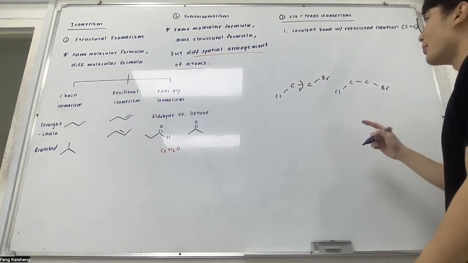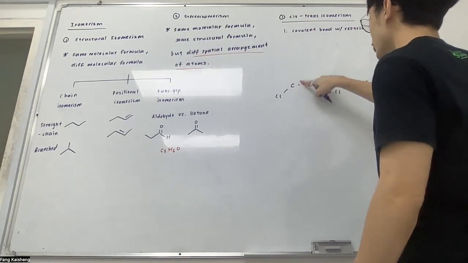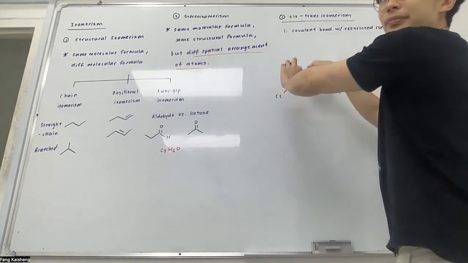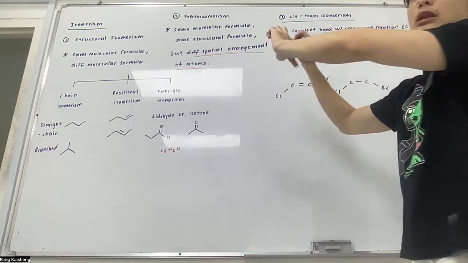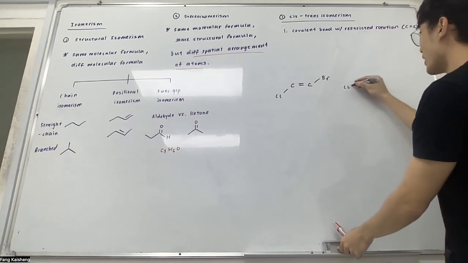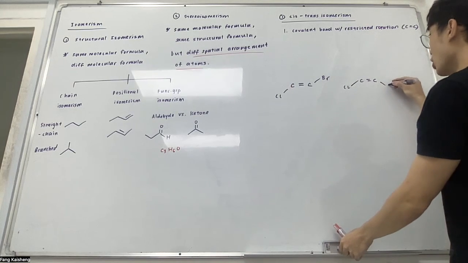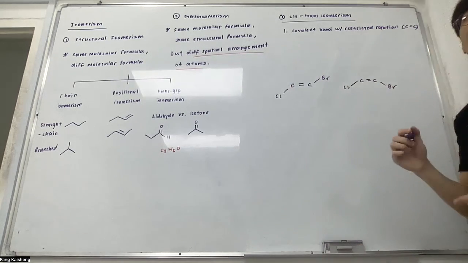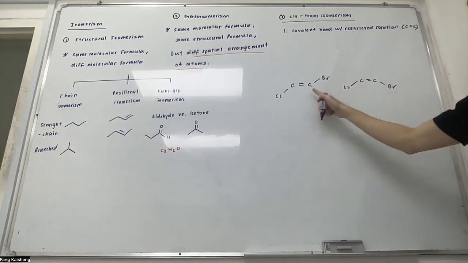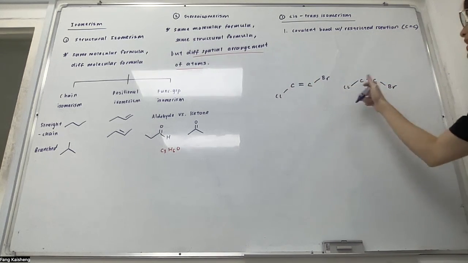But what does it mean when the double bond has restricted rotation? If this was a double bond in the middle instead, you hold this part, can you turn? No, cannot. It will be locked into place. So what is happening here is that when I have a double bond, I cannot twist it until it's upside down here. If it's not possible to twist, are they the same structure? No, they are completely different structures.